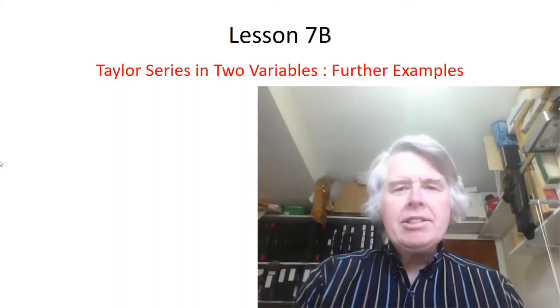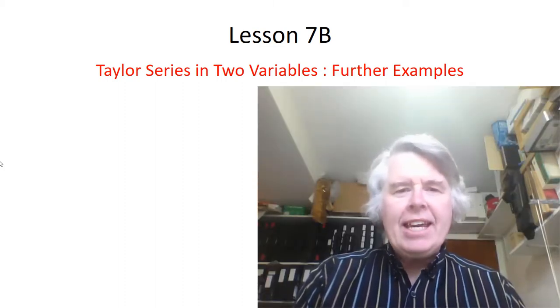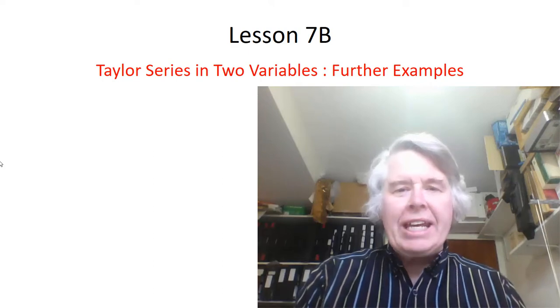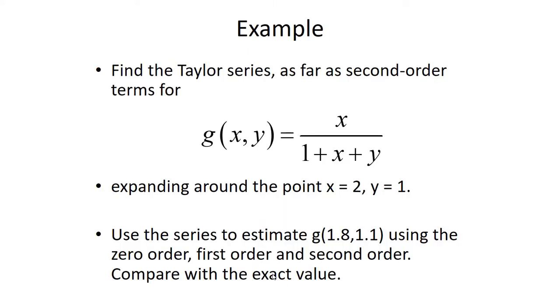Let's have a look at some more examples of the Taylor series using two variables. Here we have another example where we're asked to go as far as the second order terms. g of x and y is x over 1 plus x plus y. We're expanding around the point x is 2, y is 1. And then we're asked to evaluate at the point 1.8, 1.1, that is relatively close to 2, 1. Let's compare with the exact value.